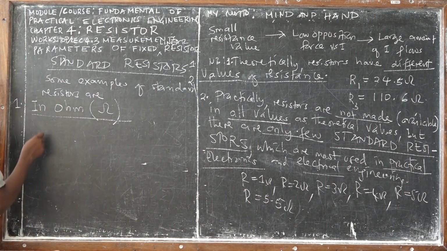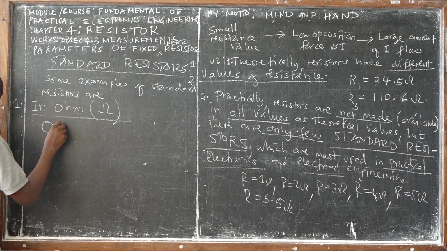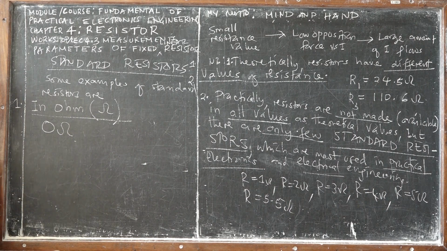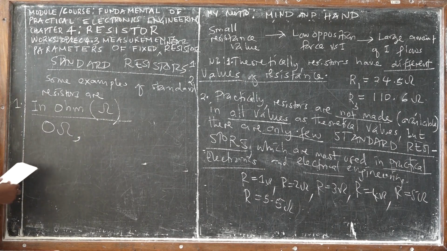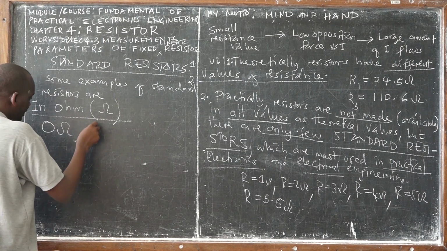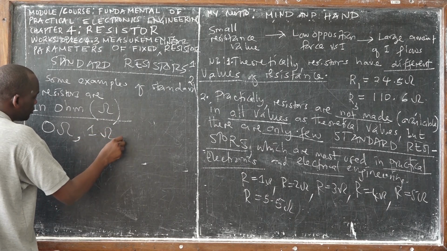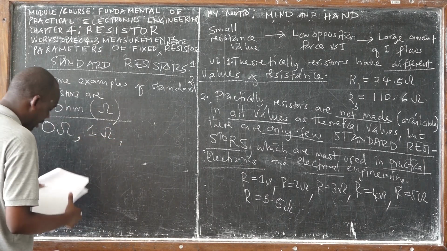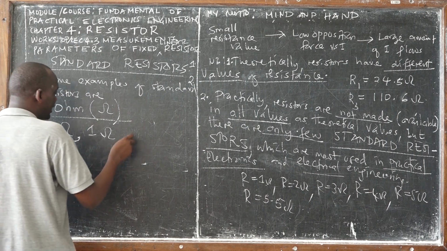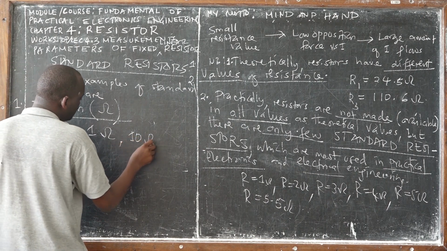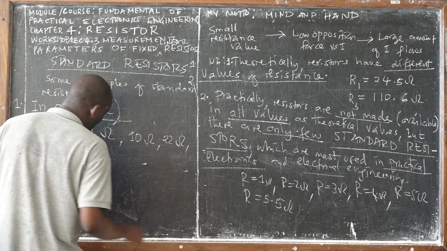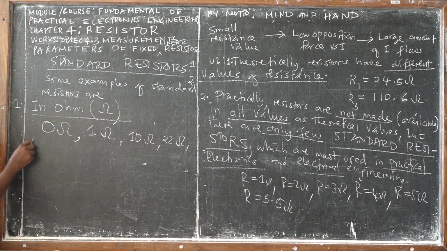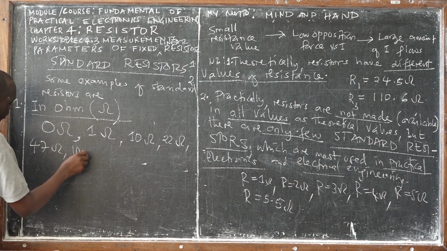For this case, the first standard resistor is the resistor with 0 ohm. We have a standard resistor which is 0 ohm. The second standard resistor has 1 ohm. Also, you have another standard resistor which is 10 ohm, another which is 22 ohm, another which is 47 ohm, and another which is 100 ohm.